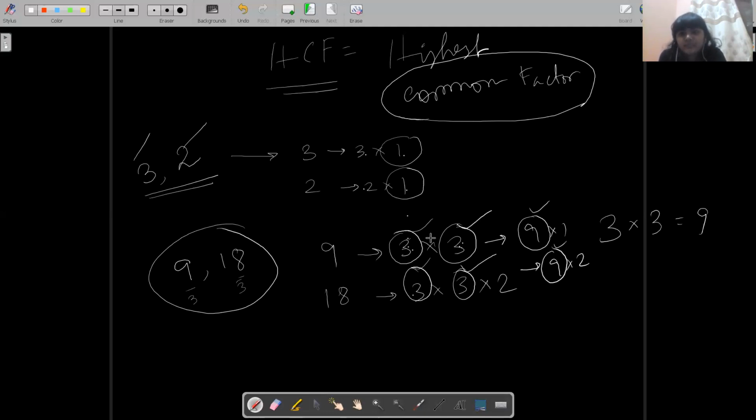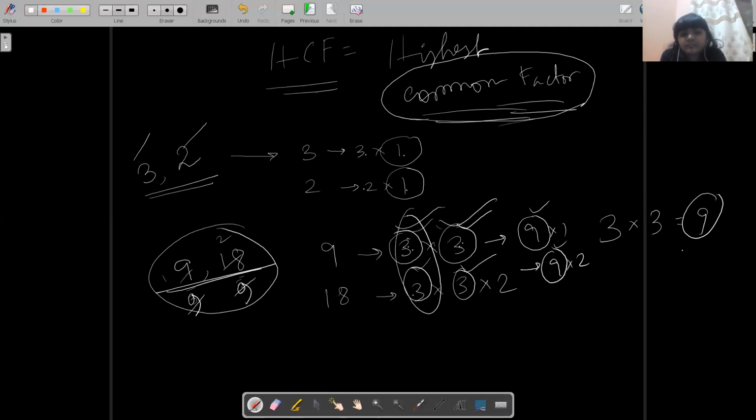And for the checking purpose, instead of 3, I take 9. Now tell me, is it divisible? Yes, it is divisible. So 9 is also a common factor of 9 and 18. From the table of 9, we can say that also. It is very easy actually. So 9 is also a common factor, and 3 is also a common factor.